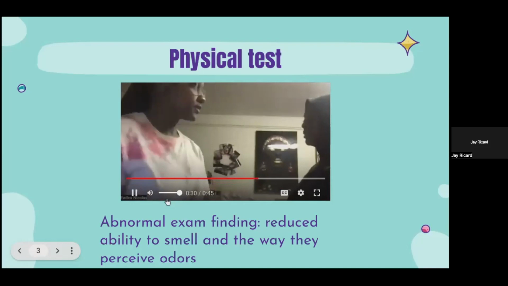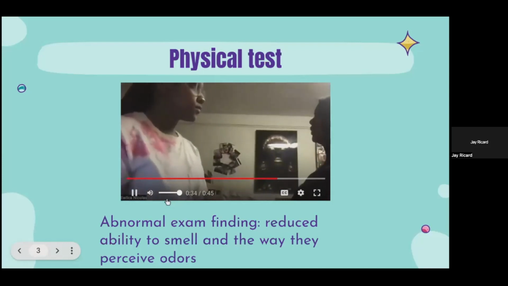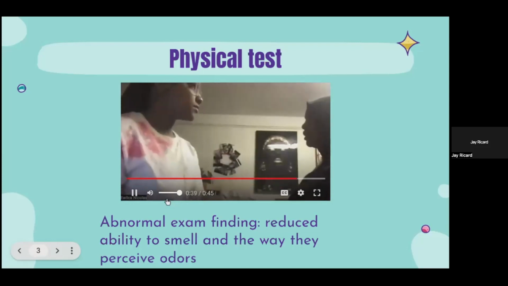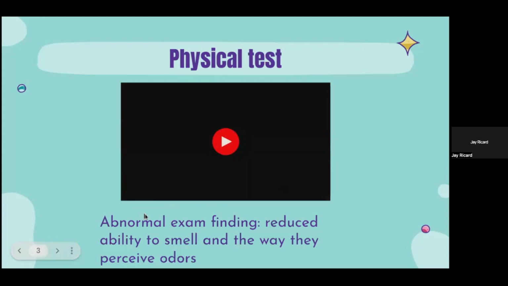What was the scent? It smelled very strong. It smelled acidic, like nail polish remover. Okay. And the second one? It smelled more airy and light. It smelled flowery, like perfume. Okay. So the abnormal exam finding would be reduced ability to smell and a change in the way they perceive odors.